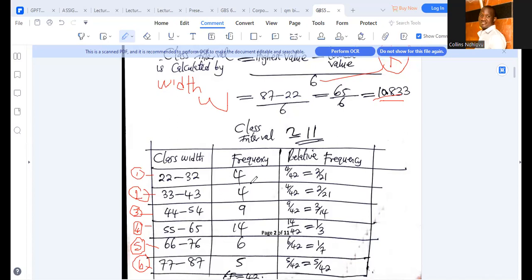So we need to count how many numbers we have there in between. And then we have 44 to 54. This is the interval that we are talking about.